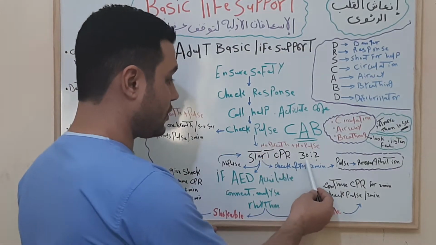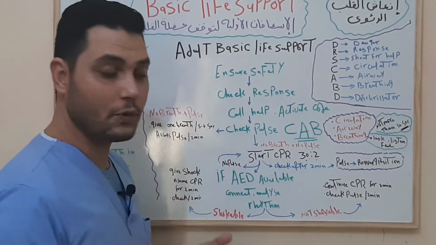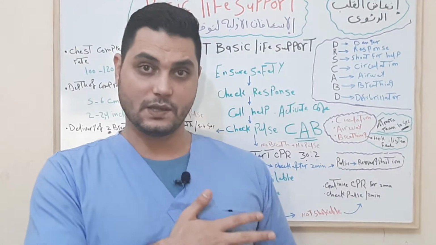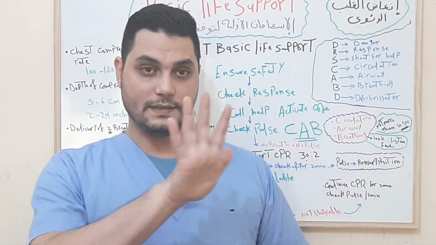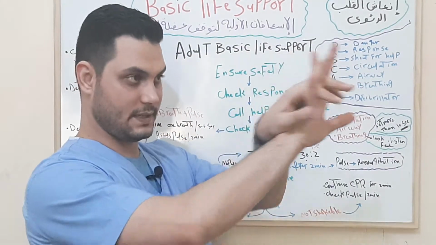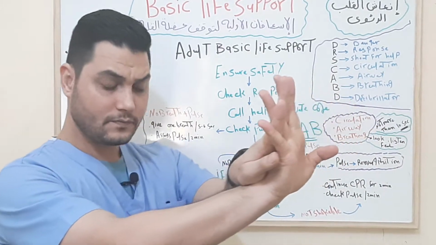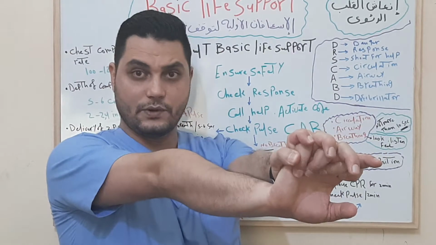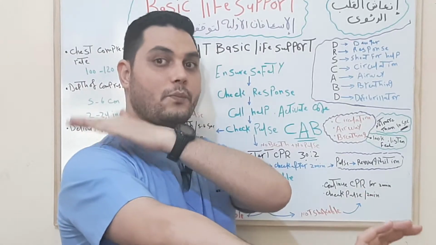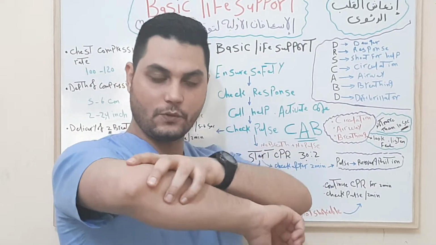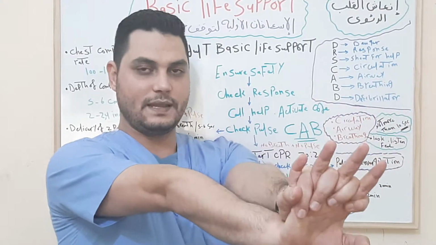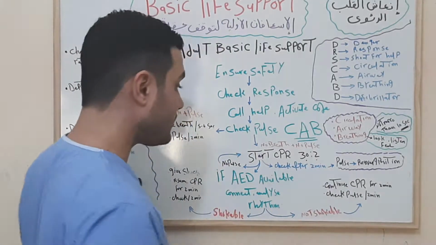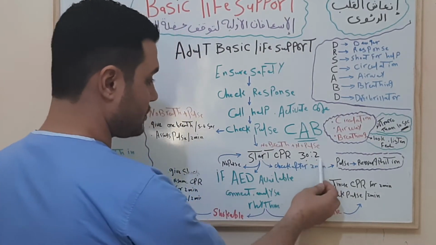CPR is done at a rate of 30 compressions to 2 breaths. How to do compression? You will put the palm of your hand on the lower part of the chest, on the left side, and then interlock your other hand on the chest of the patient. Extend your arms and push from your shoulder, not from your elbow. Push hard and fast on the chest of the patient. So here the rate is 30 compressions to breaths.